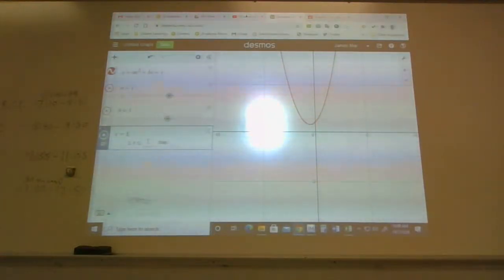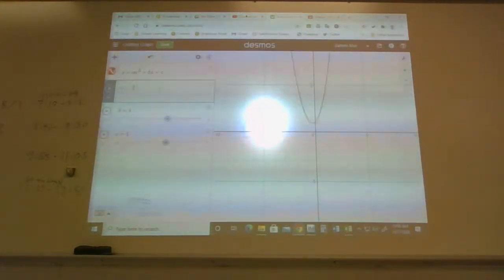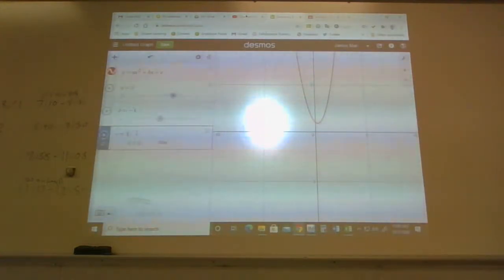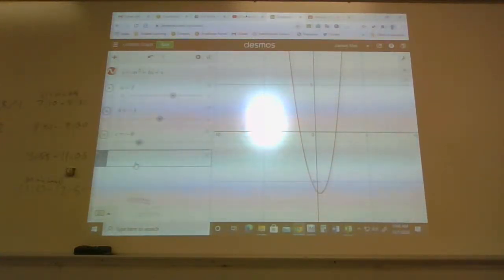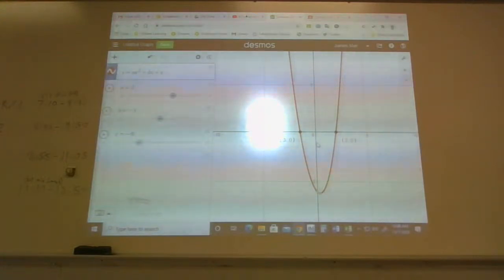Let me show you another one. Check this out. I love this thing. What if it were a 2, a negative 1, and a negative 6? There we go. Now, clearly, you can identify what the two x-intercepts are. You can visually identify them.